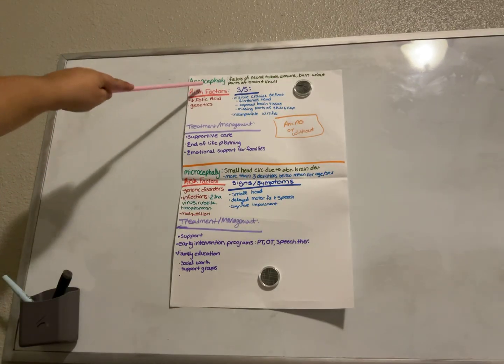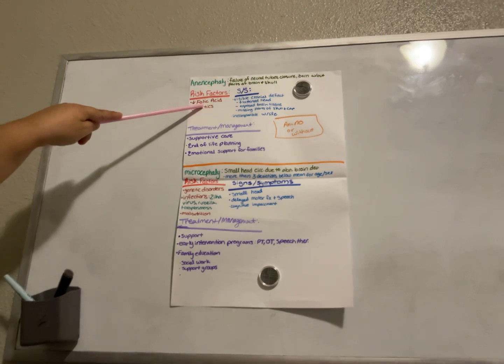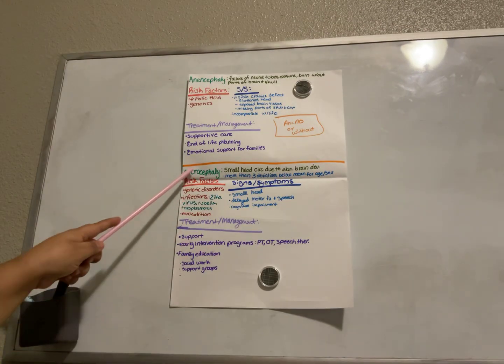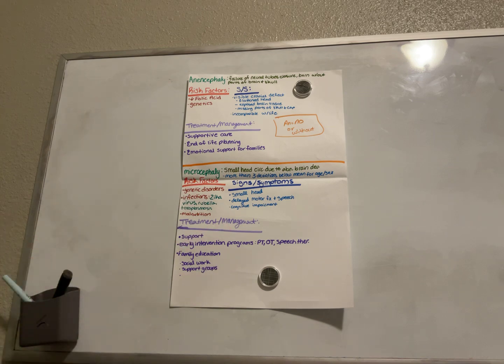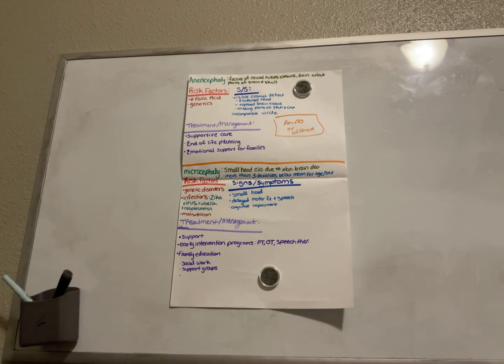So on anencephaly, the main thing that you're going to want to focus on is the folic acid deficiency and end-of-life planning. And then over here for the microcephaly, the one that you're going to want to focus on here is going to be the Zika virus, malnutrition, and then the support part. That's going to be your main focus is on those 2.